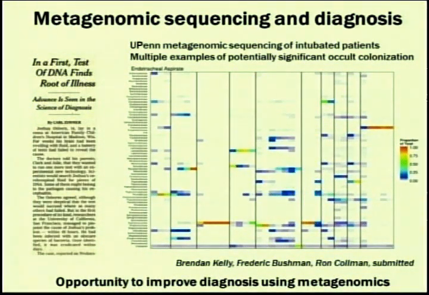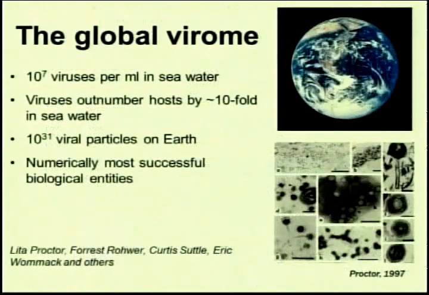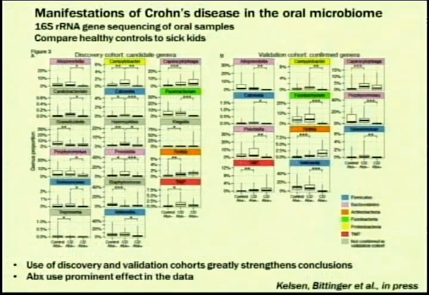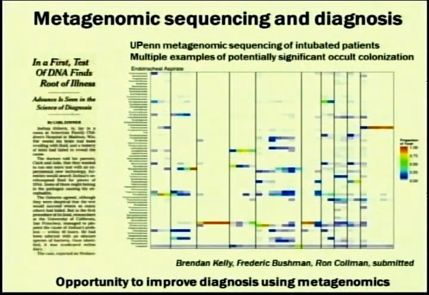Here's one from my colleague Ron Coleman. This is diagnosis of intubated patients in the intensive care unit, a study led by Brendan Kelly. In this case, each column is a sample. Each of these blocks indicated by dark lines is a patient, so it's longitudinal from left to right for each of these patients. It's illegible, but these are different bugs on the rows.